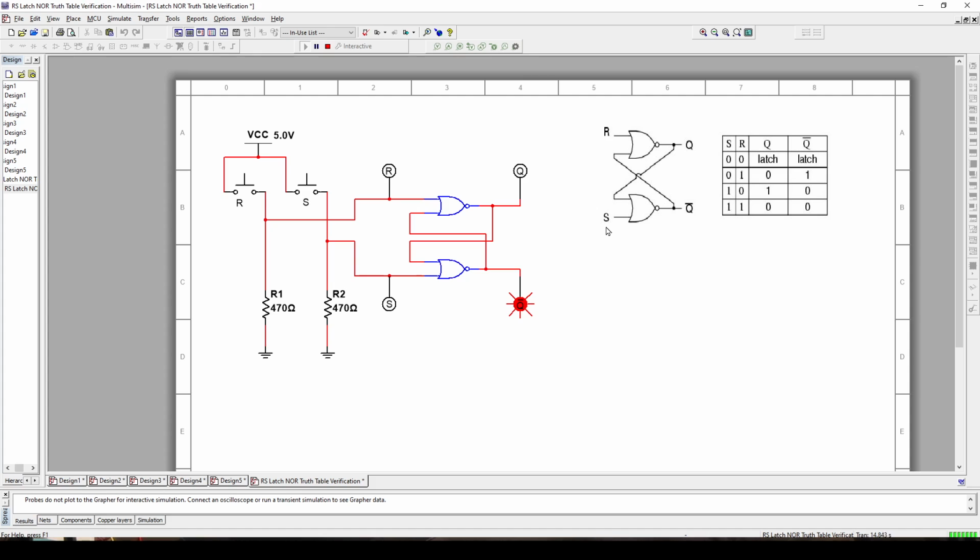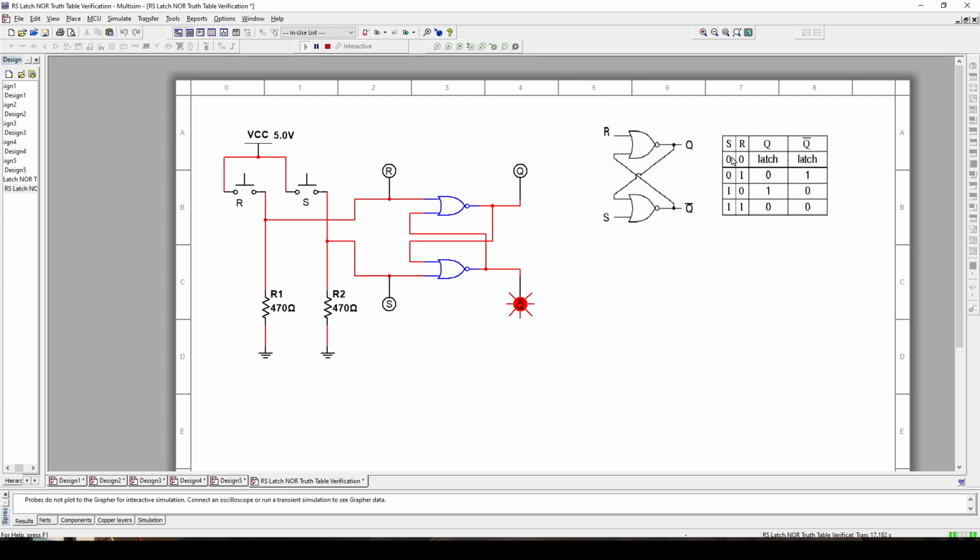Sometimes you're going to see, instead of the R, the letter C, and that stands for clear. Okay, so sometimes it's a set pin and a clear pin, or set and reset, same thing. But most of the time you're going to see RS or SR, S for set, R for reset. Okay, so here's the truth table. This is how it works.